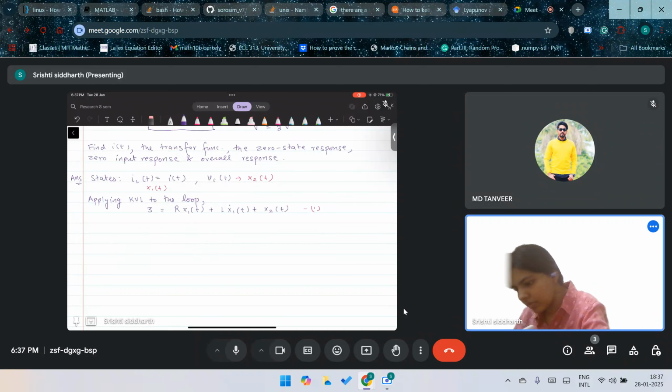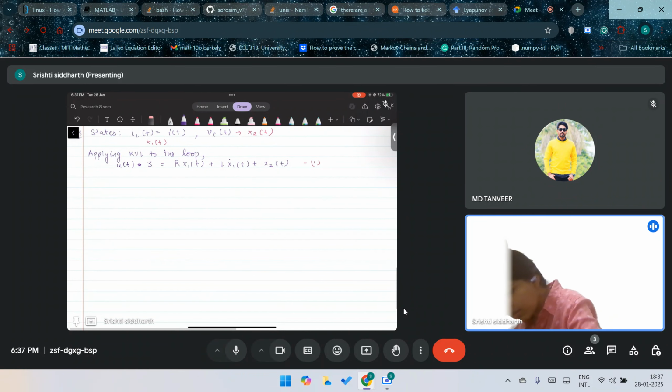And okay, so let's say that this is u of t. So this implies that the derivative of the first state is simply, let's write it in a compact form, minus R by L x1, minus 1 by L x2, and plus 1 by L u of t.